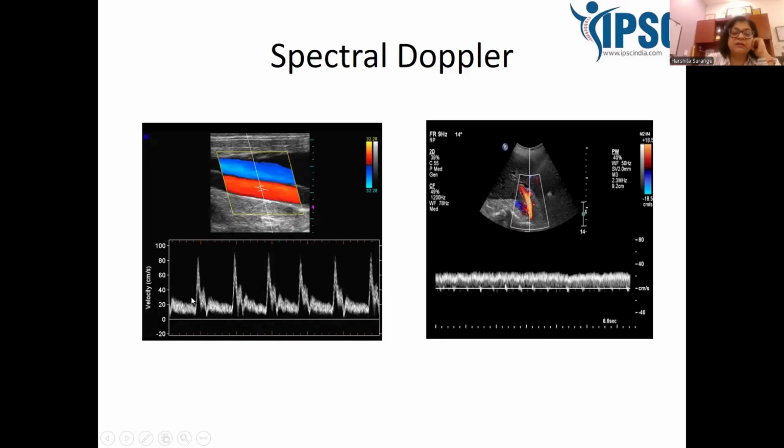Now, here you can see there is an up stroke, then a down stroke, and a recovery stroke. So this is a typical pattern of arterial flow as compared to venous flow, which is continuous, phasic, and changes with the respiration. And here the spectral flow of an artery doesn't change with the respiration.